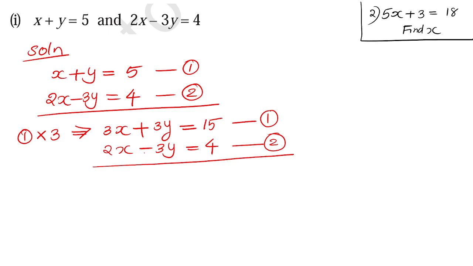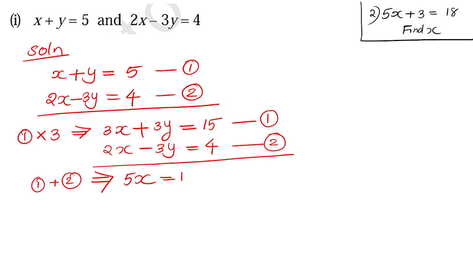Can we eliminate any variable? y can be easily eliminated. 3y minus 3y: if I add them, 3y will be eliminated. 3y plus minus 3y will be cancelled by addition. So equation 1 plus 2 gives 3x plus 2x, which is 5x, and 3y minus 3y cancels. 15 plus 4, 19.